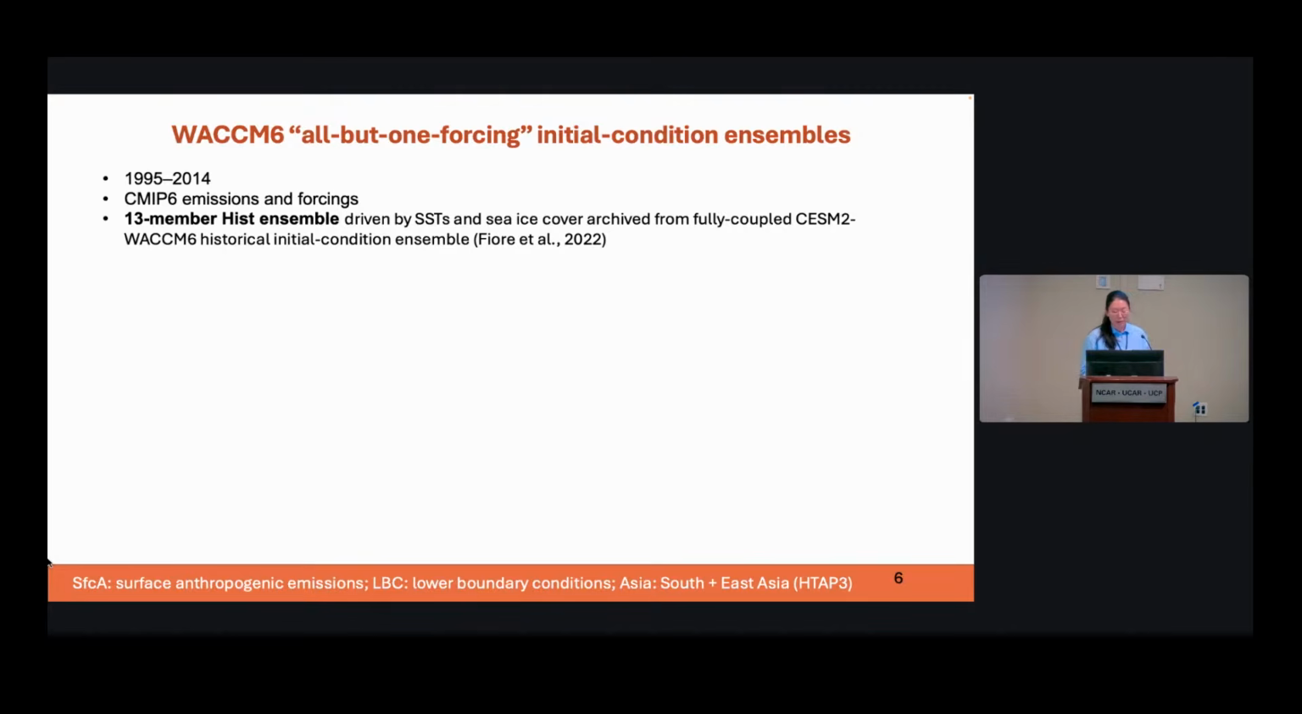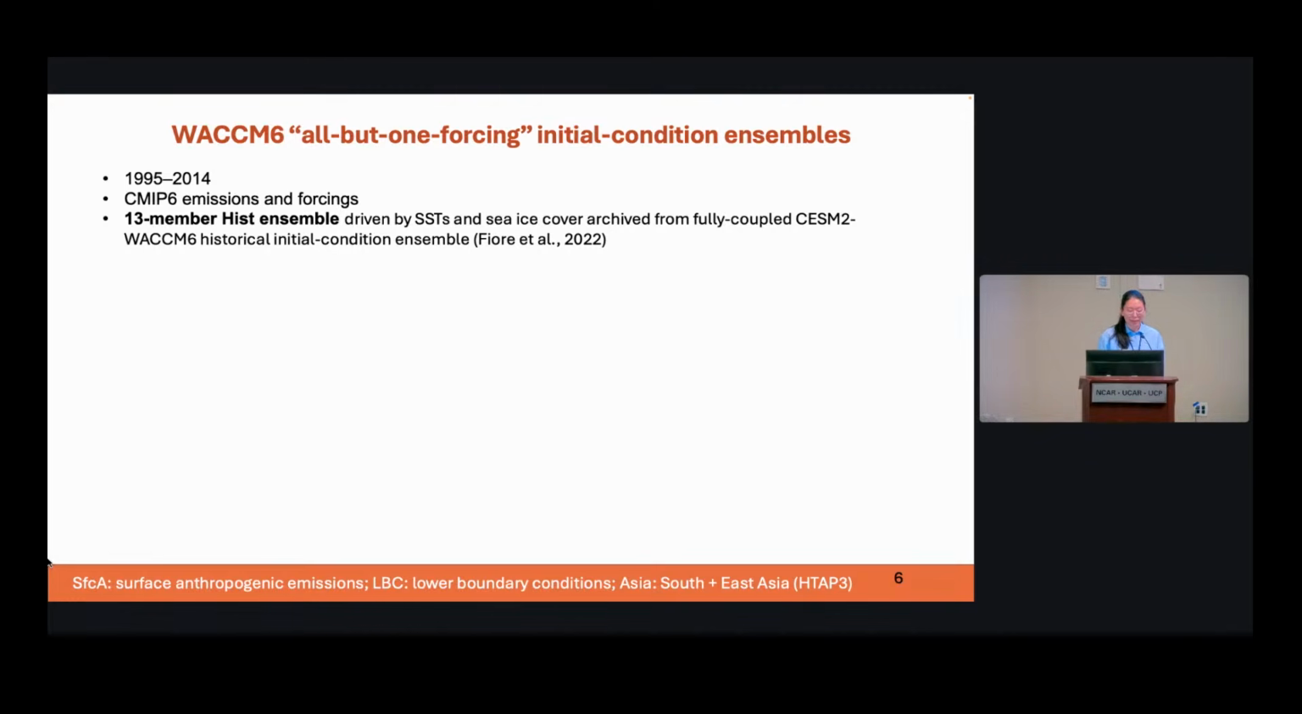Basically, we use WACCM6 to run these simulations, and we run a bunch of initial condition ensembles for 1995 to 2013. Following the protocol of CESM6, we run 13 individual members for the historical ensemble using the sea surface temperature and the sea ice cover archived from the previous fully coupled simulations in our group.